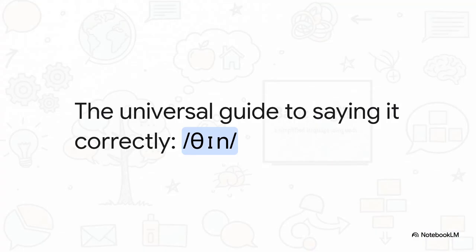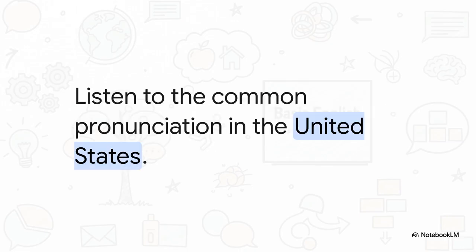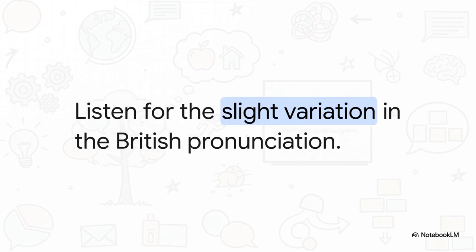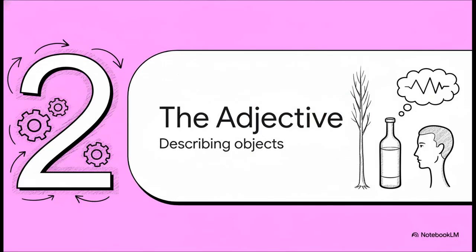Okay, before we even get into what it means, let's just talk about how it sounds. This right here is the International Phonetic Alphabet spelling. The whole point is that no matter where you are, you can look at this and know exactly how to say it. It's a nice, simple, clean sound. All right, let's have a listen. First up, here's how you'd probably hear it in the United States. Pretty straightforward. And now, for comparison, here's the British pronunciation. Did you catch that? It's just a tiny little difference, but the word is still totally clear. And that's the whole point, right? Shared understanding.